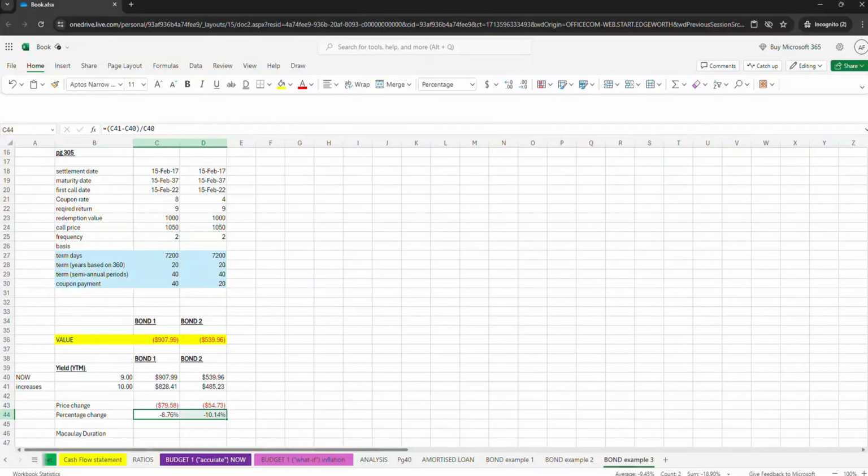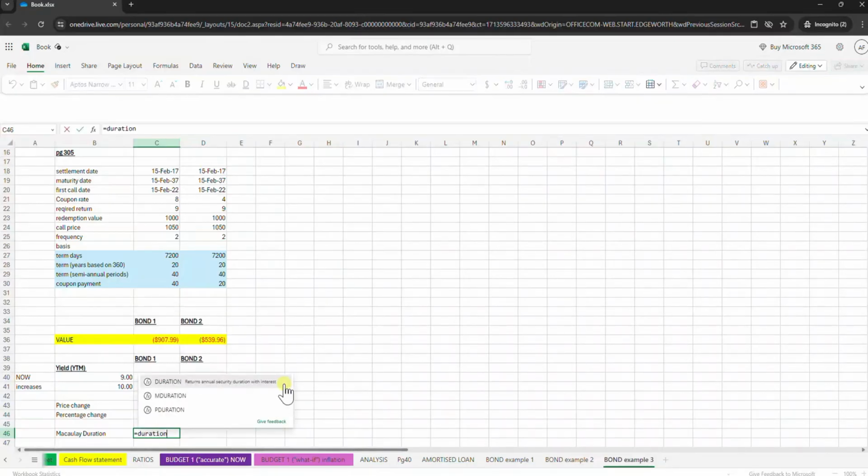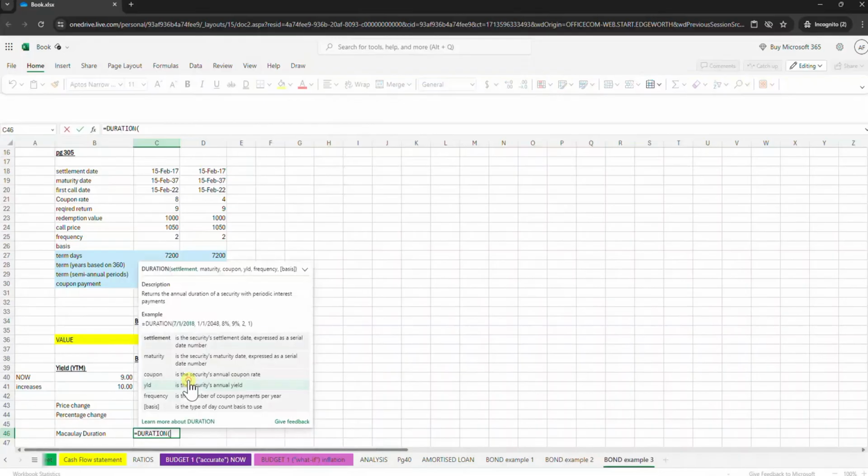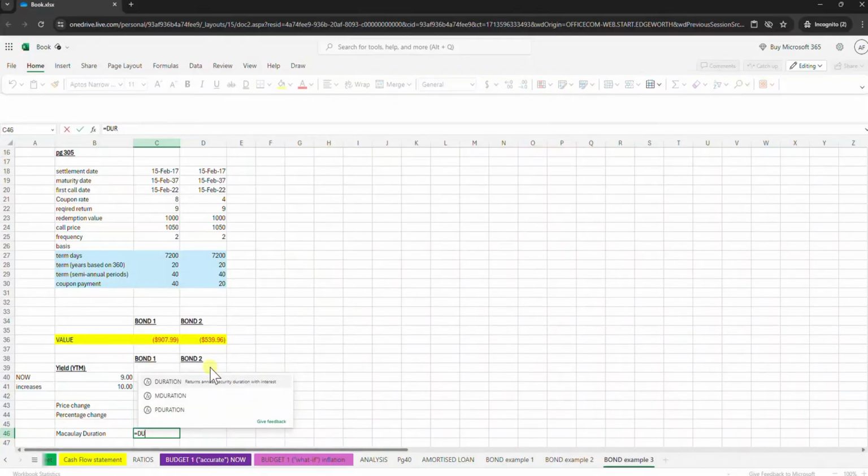Let's see. Duration. Did they use a formula for this, or did they calculate it using? Looks like they did use a formula. Settlement, maturity, coupon, yield, frequency, and basis. All right, so duration here, Macaulay's duration. Okay, there, duration. Oh, maybe it's M duration. Let's just check what M says. Duration. Returns Macaulay's modified duration. Okay, that's modified duration.